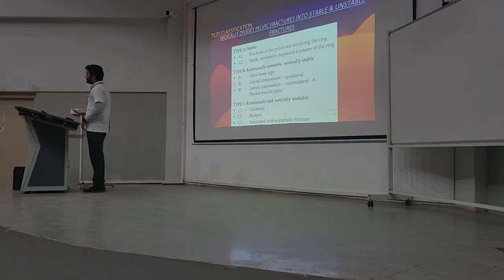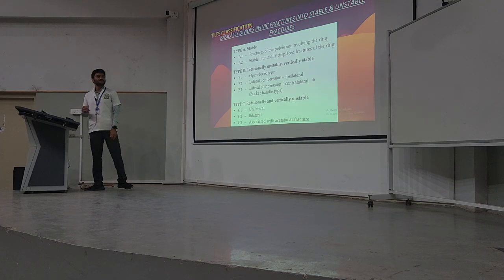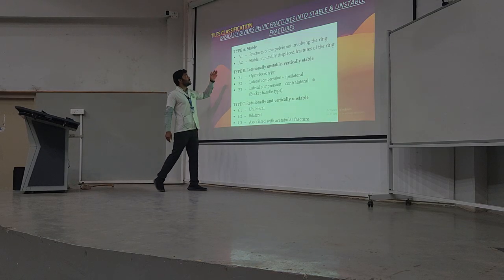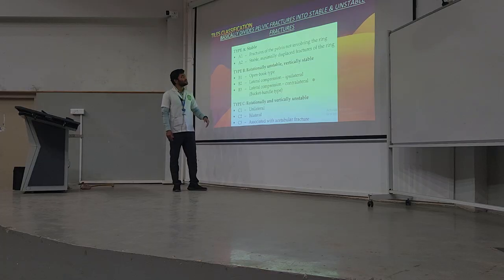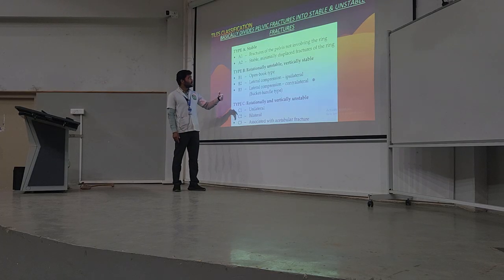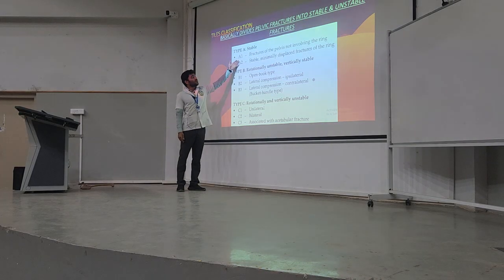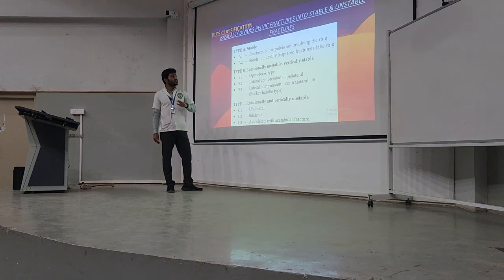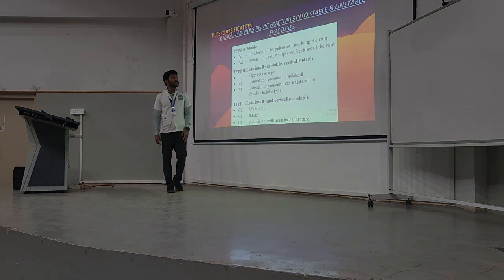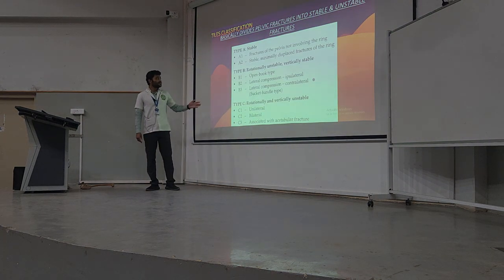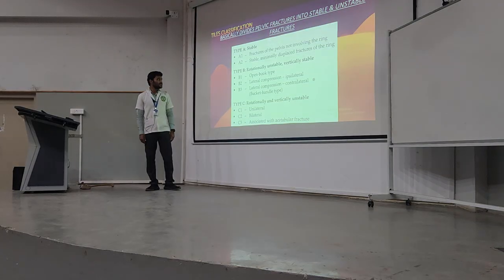Basically, it divides pelvic fractures into stable and unstable fractures. In more detail, we can see type A will be the stable fractures. I will be talking about them in further slides. So A1 will be fractures of the pelvis not involving the ring. A2 will be stable, minimally displaced fractures of the ring. Type B will be rotationally unstable, vertically stable.